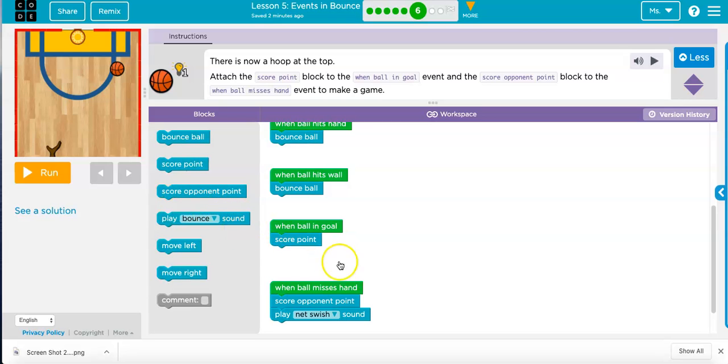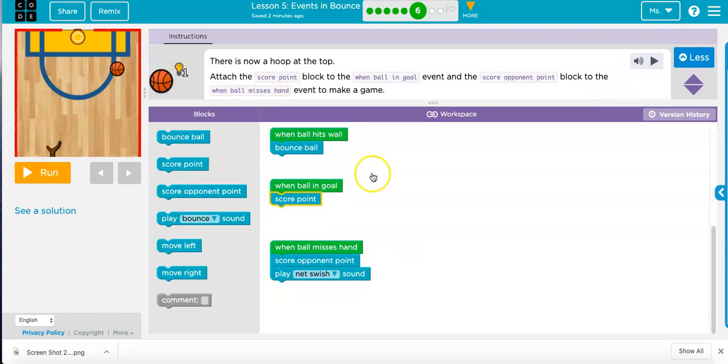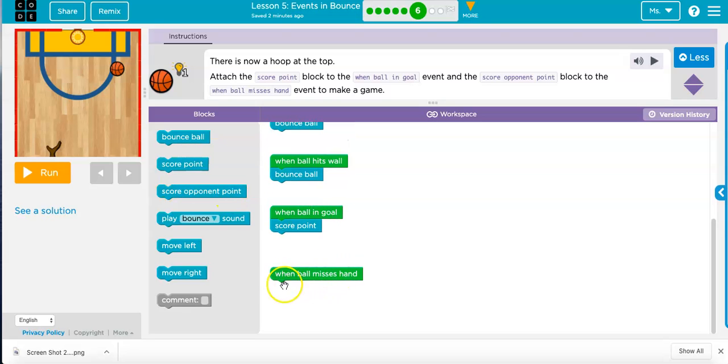I'm going to just delete one to show you. So score point, that's what they're telling me to do. Attach the score point block. I just did that to the when ball and goal block event, and then the score opponent point block to the when ball misses hand event. So here we had, I'll get rid of those. When ball misses hand, they're telling me right here to attach the score opponent point. So I'm going to go ahead and do that.